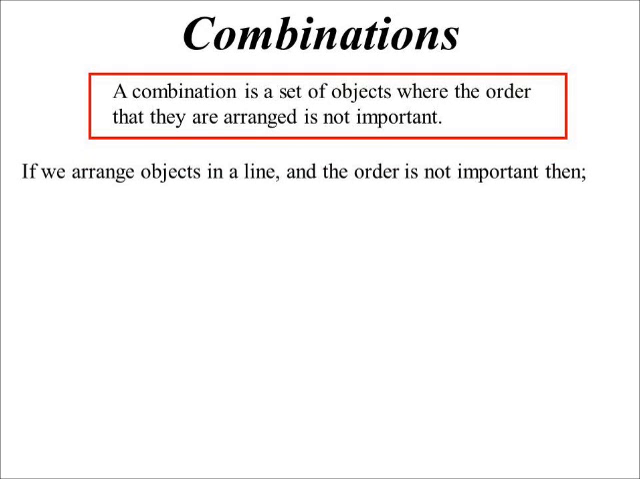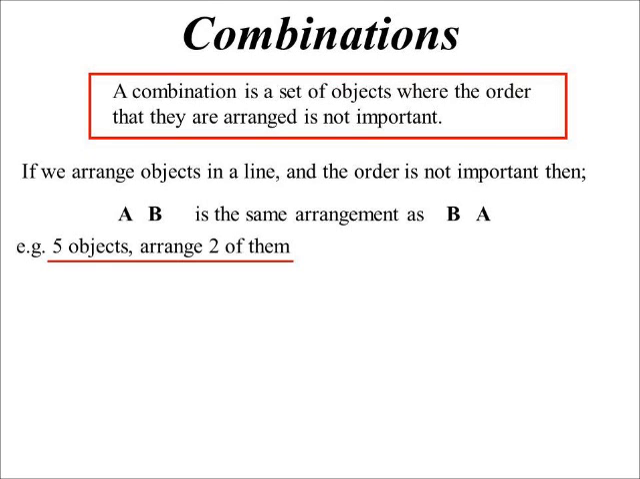So if the order's not important, if we're going to put them in a line, how many ways can we do it? Obviously, there's going to be fewer ways now, because as I said, AB would be the same arrangement as BA. So where we had two before, we've now only got one. I guess if we look at some examples, we might be able to pick up how we can work it out. If we've got 5 objects, and I'm going to arrange 2 of them.